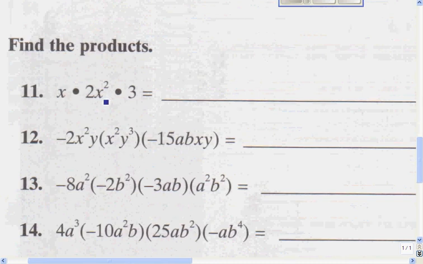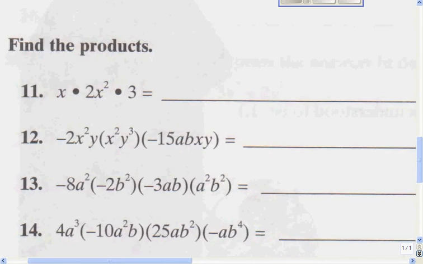In this problem, all the signs are the same, so I know my answer is positive. Then you look at your numbers. You try to figure out what your number is going to be. Well, there's an understood 1 in front of this x, so this is going to be 1 times 2, and 2 times 3 is 6. And then I look at the variables. Since the x's are the same, I'm going to add the exponents. That's going to come out to be x to the third. That's my answer.